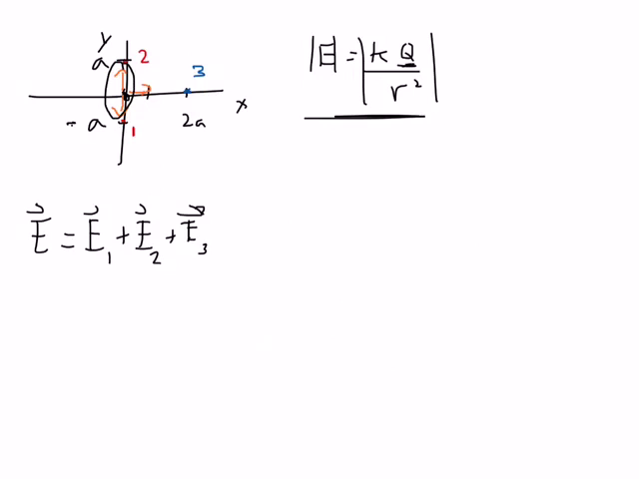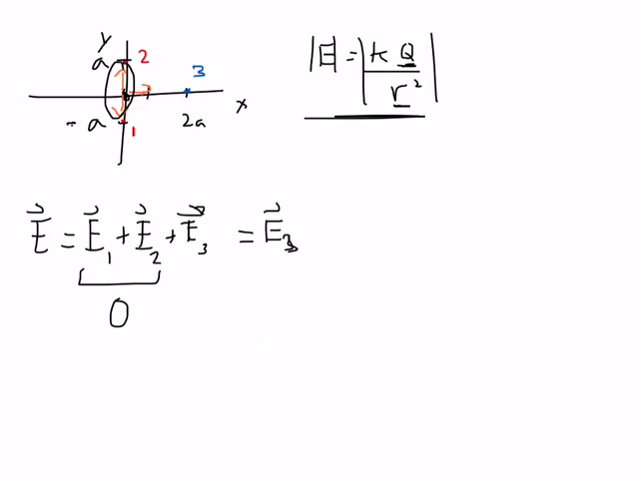right? Same q, and they're the same distance from the point. So the magnitudes of them are the same, and the arrows we drew are exactly the opposite direction. So the vector sum of fields 1 and 2 is 0. So all we care about is the third, the negative 1q charge, a distance 2a away.